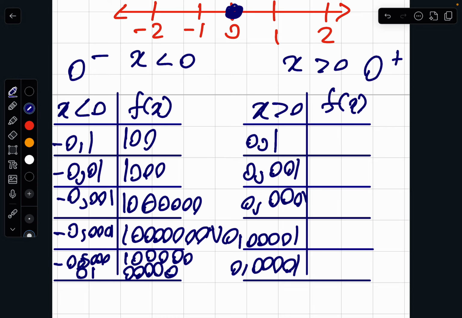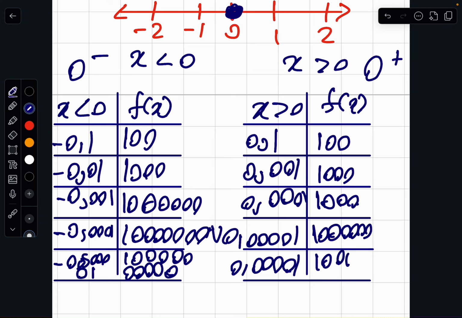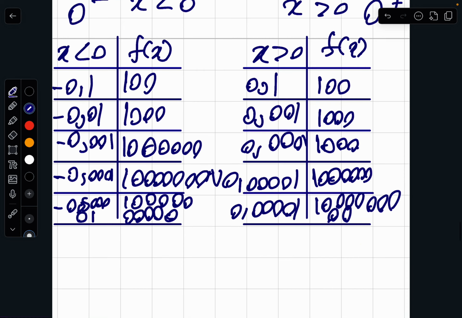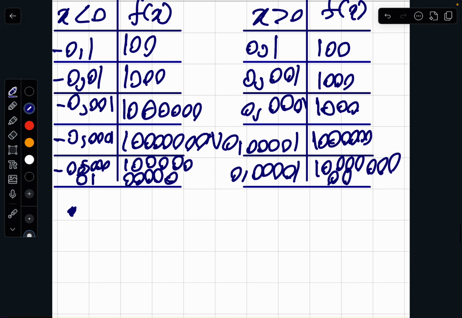Then we are going to substitute 0.1, which is also going to give you 100, then 1,000, and then 1 million. Another one is billion. Therefore, you're going to conclude your statement.